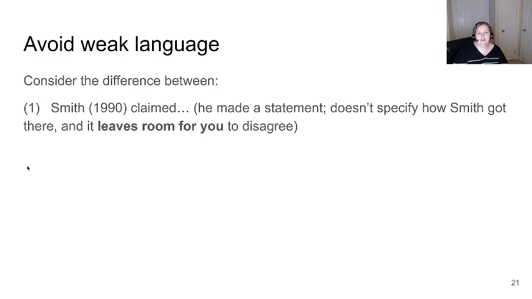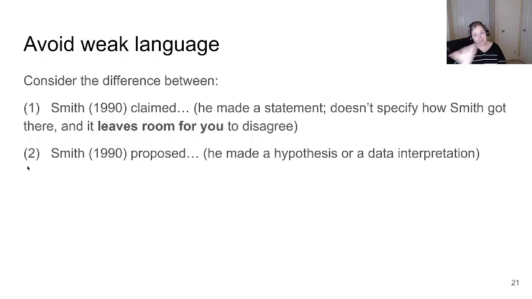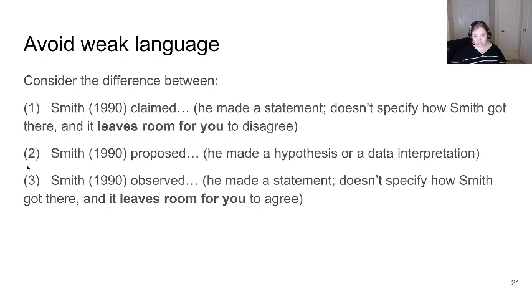So for example, consider "Smith 1990 claimed." He made a statement, doesn't specify how he got there, and it leaves room for you to disagree, right? If I say so-and-so claimed, I'm usually about to say they're wrong. So if I say claim in the class, you should take that as a clue I don't agree. "Smith 1990 proposed." They made a hypothesis or a data interpretation. "Smith 1990 observed." He made a statement. In some sense, it's like claimed, except for claimed, I probably disagree.